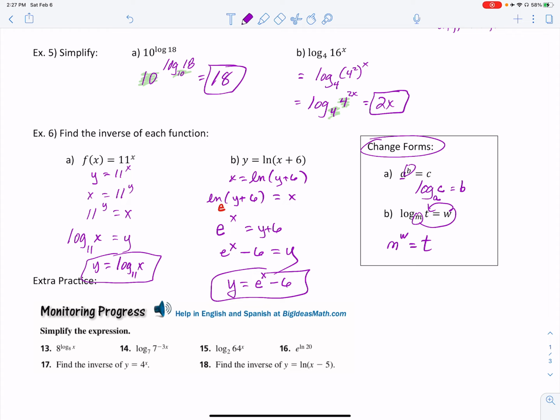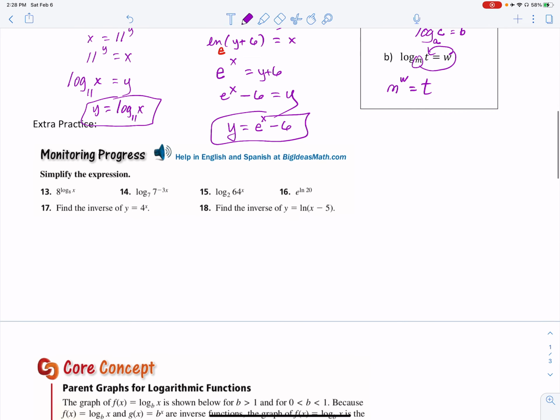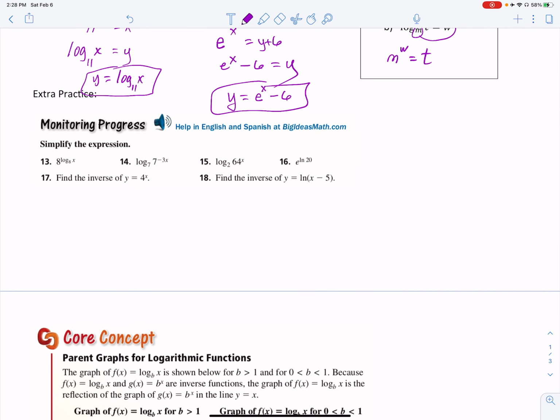Now, there are some problems below here that I suggest that you practice on. So pause the video, do 13 through 18, and see if you did them correctly. See how you did. 13, when these bases match, then the output of this is just that argument of the logarithm. It's x.